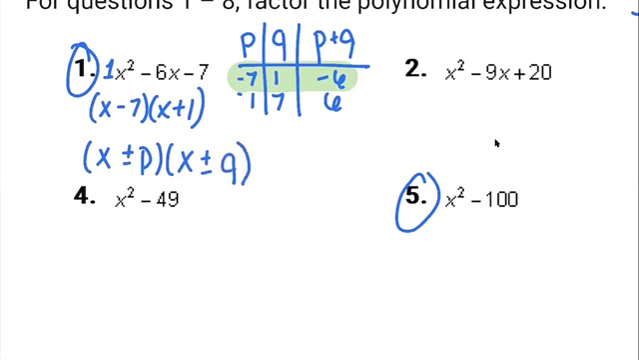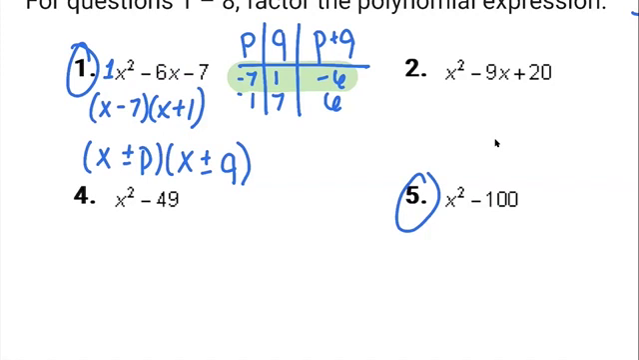And again, the easiest way to always check your answer before you hit submit to make sure that you're right, just FOIL it back out. If you can get the original expression or the original equation back out, your answer is correct.